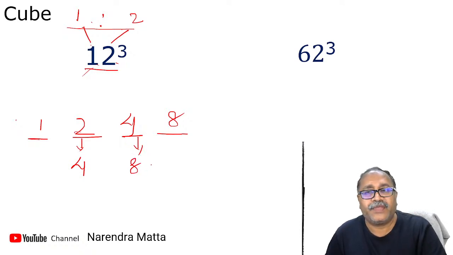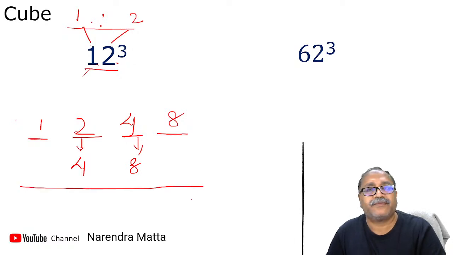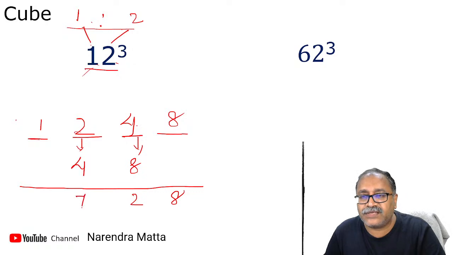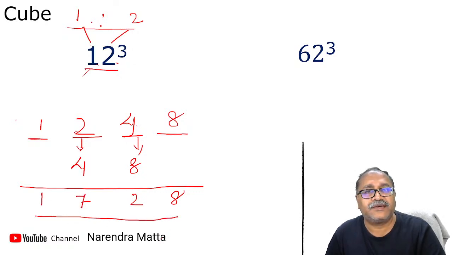Just double them. And once you double it, your job is done. Now I will start adding it. This is 8. And this is 4 plus 8 is 12, carry 1. And then 6 plus 1 is 7 and 1. That's how we get 1728. Many of you must be knowing it.